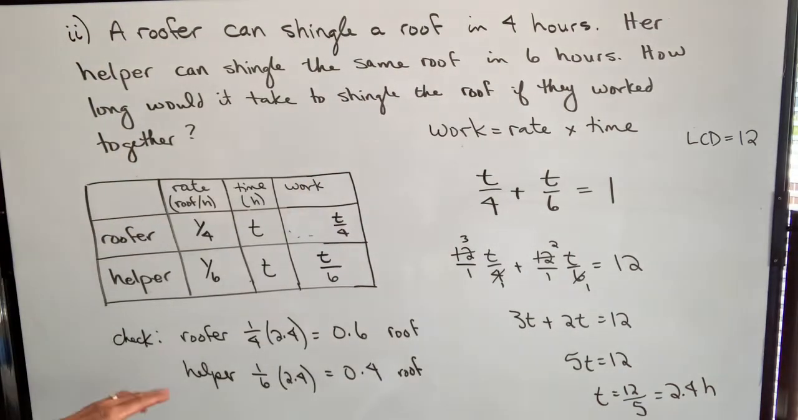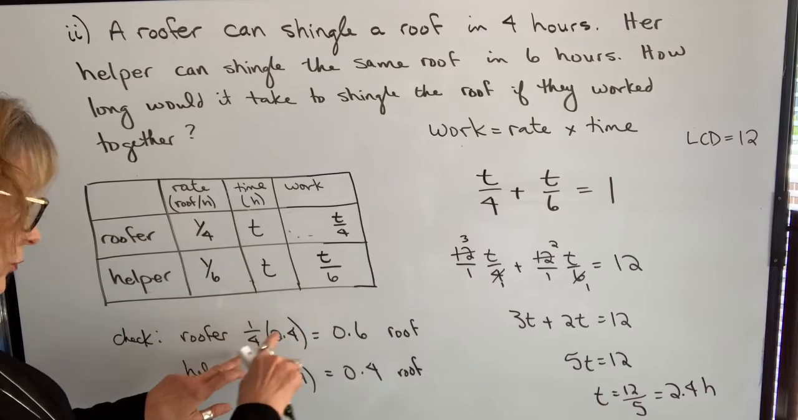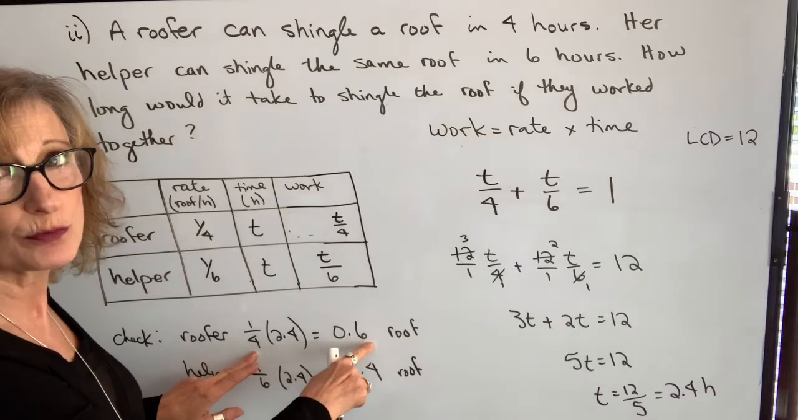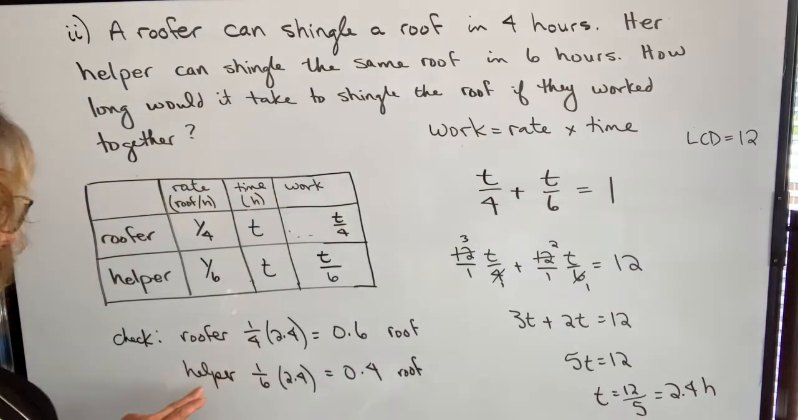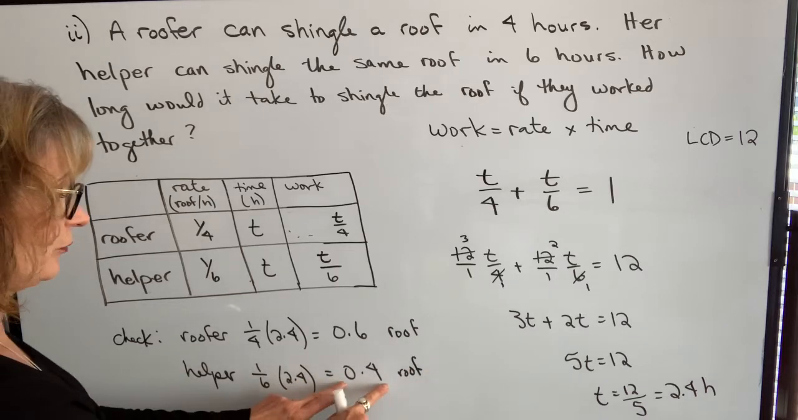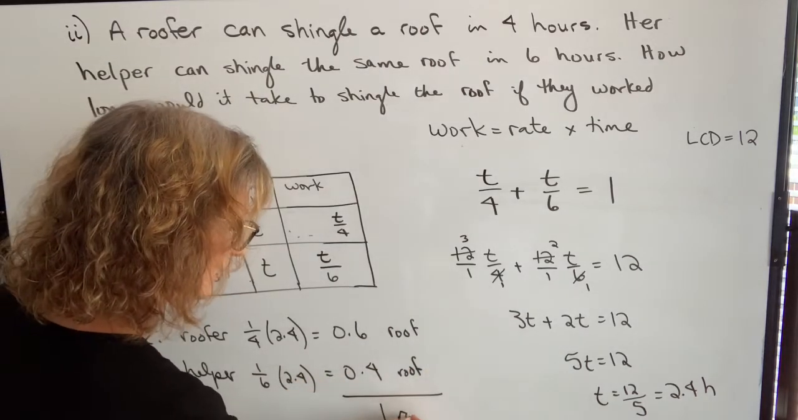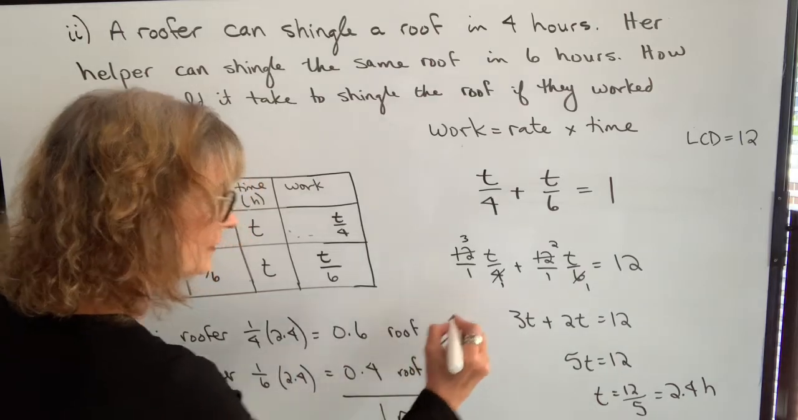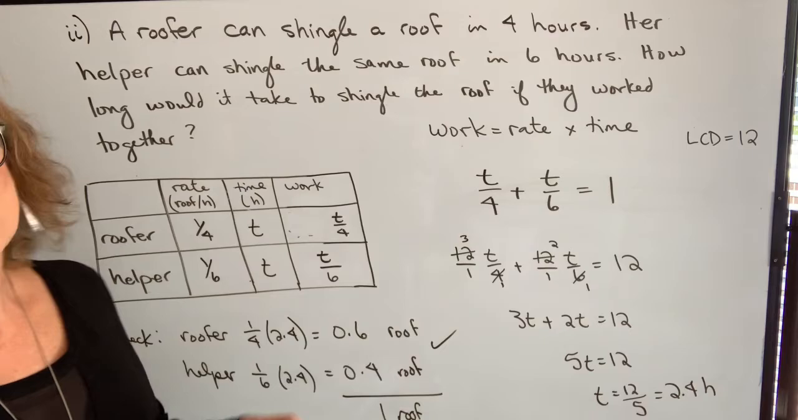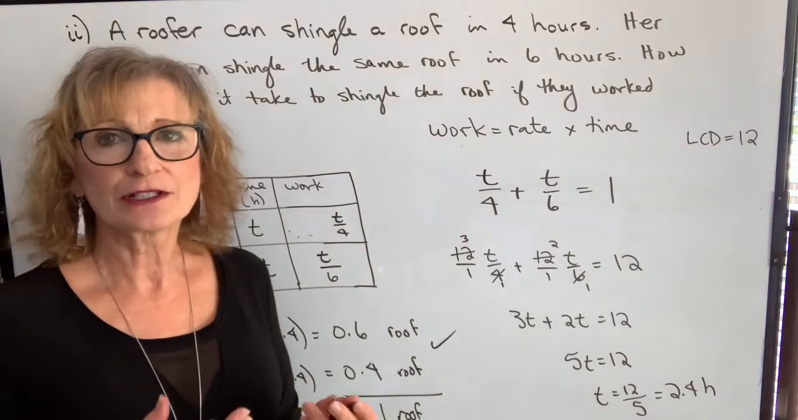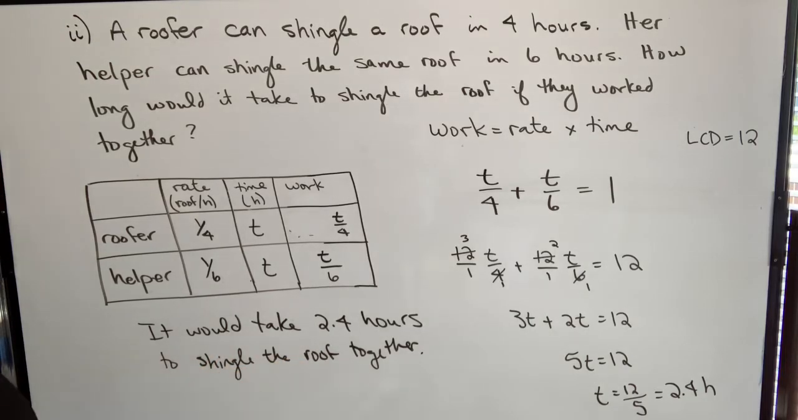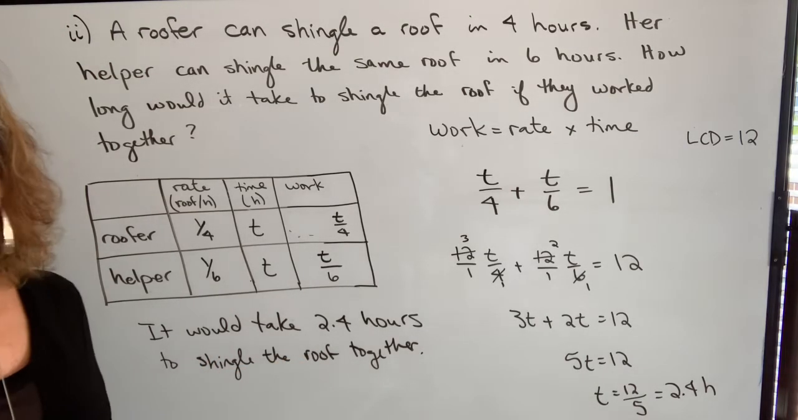When we do a check, we find that the roofer's amount of work done is the rate times the time. So 1/4 times 2.4, which is 0.6 of the roof. The helper's rate times the time is 0.4. Those two amounts add up to one roof being completed, so we know it's correct. Have we answered the question? Yes, we have. How long does it take? So we make a statement. Our statement: it would take 2.4 hours to shingle the roof together.